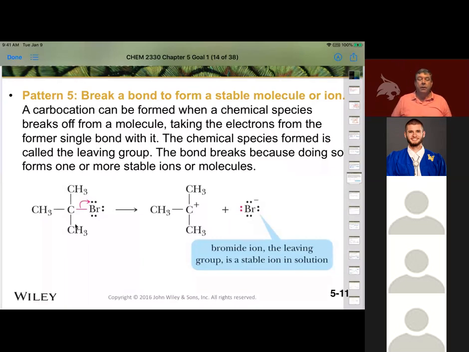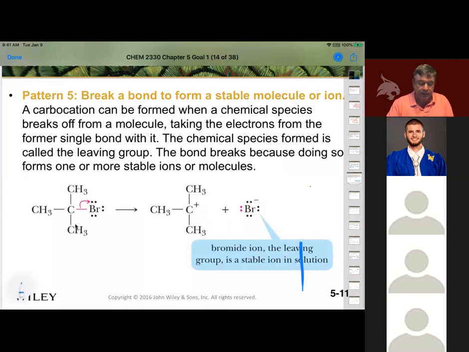Okay, so those are the 5 things most likely to happen in the mechanisms we're going to be discovering over the rest of the semester. Okay, so you might want to put those 5 things into a list of things to remember.